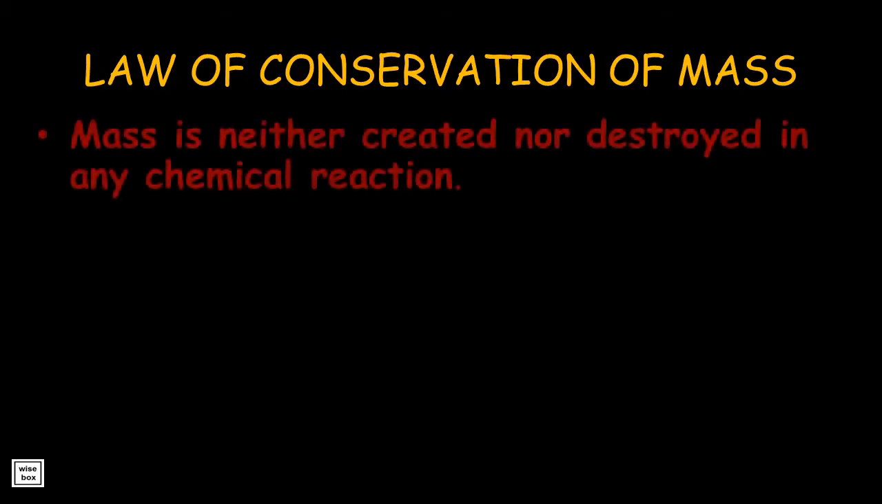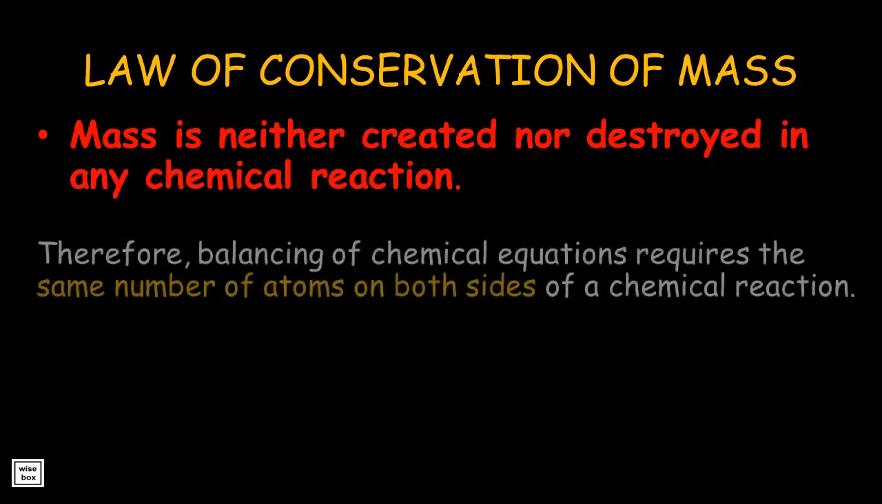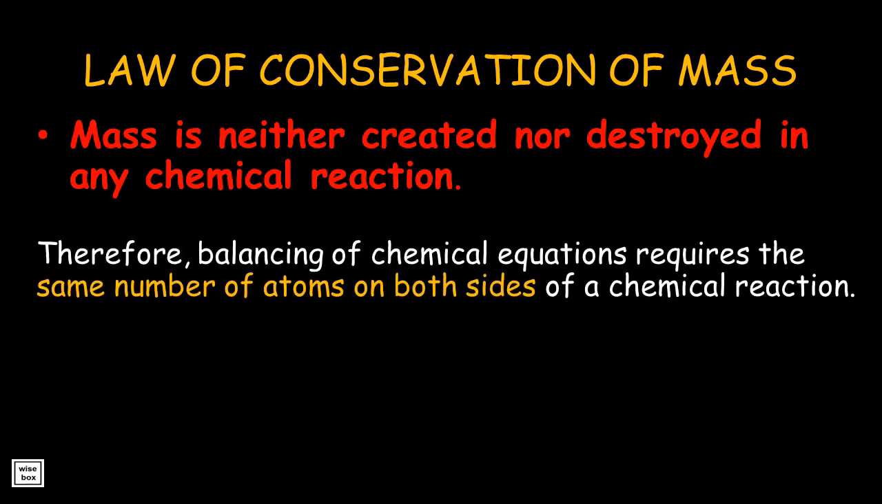One important thing we need to ensure for chemical equations is that they must always be balanced. For that we must remember the law of conservation of mass. Mass is neither created nor destroyed in any chemical reaction. Therefore, balancing of chemical equations requires the same number of atoms on both sides of a chemical reaction.